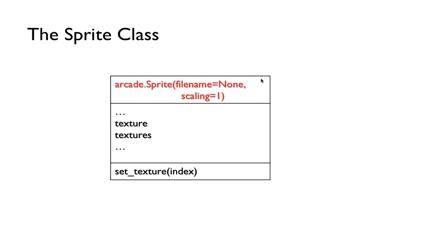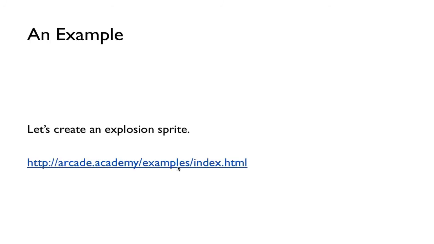In the sprite class, we have a texture, which is the current texture that will be drawn, and textures is the list of all the textures or images that we can choose from for our sprite. The set texture will set the current texture to be whatever index we want from the textures list. Okay, let's look at the code. By the way, this explosion sprite example is basically from the examples on the arcade documentation website, and this is a great resource. You should visit it often to look at a lot of examples.